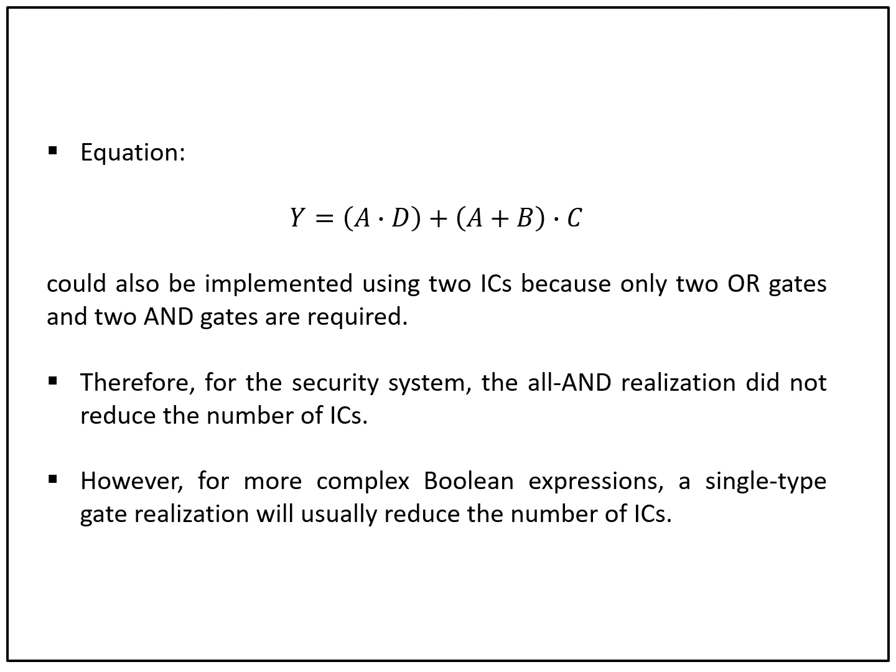It's worth mentioning that the Boolean expression that we had before applying De Morgan's laws included 2 AND gates and 2 OR gates, which would require 2 integrated circuits to construct our security system. So in this case, the all-AND realization that we got after using De Morgan's laws did not reduce the total number of integrated circuits required. However, in general, using a single type gate realization would reduce the total number of required integrated circuits.